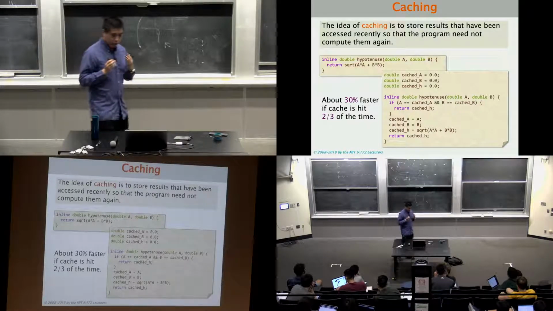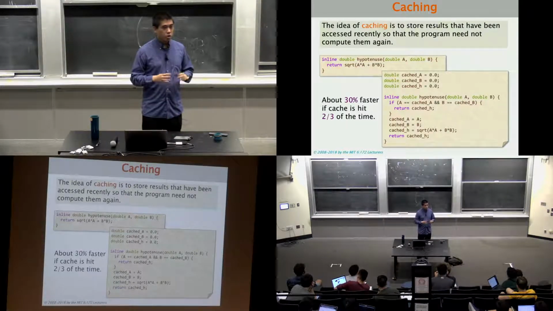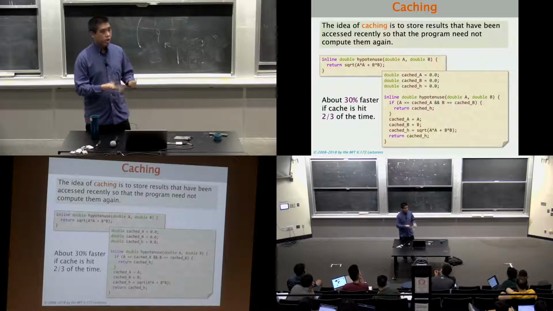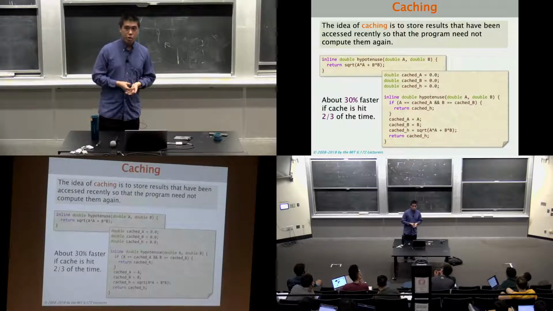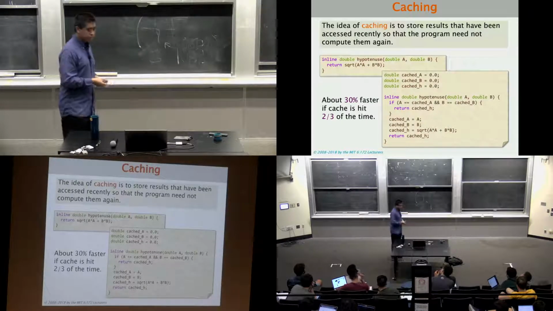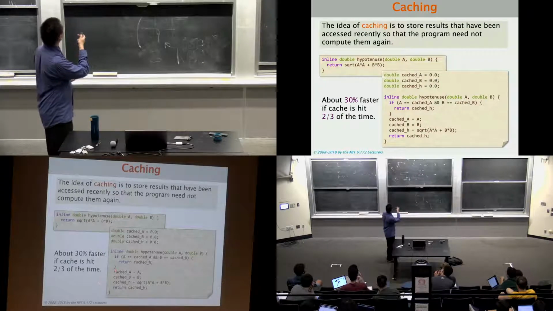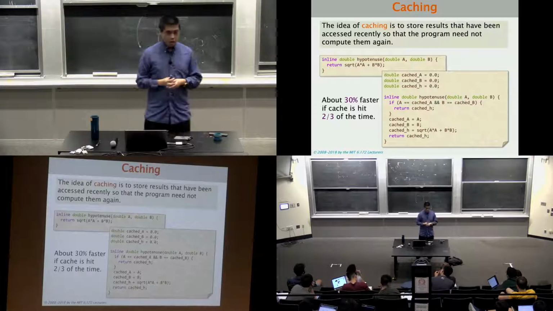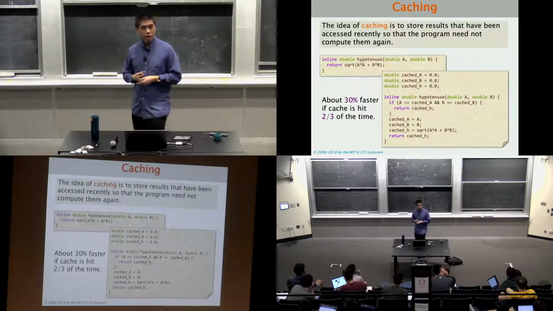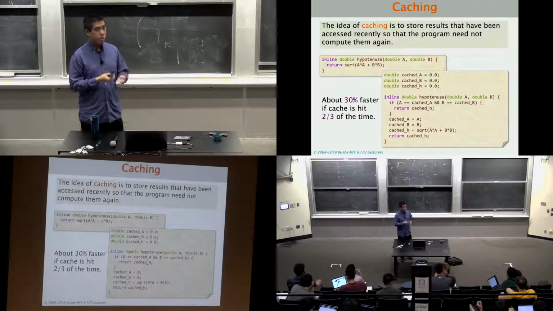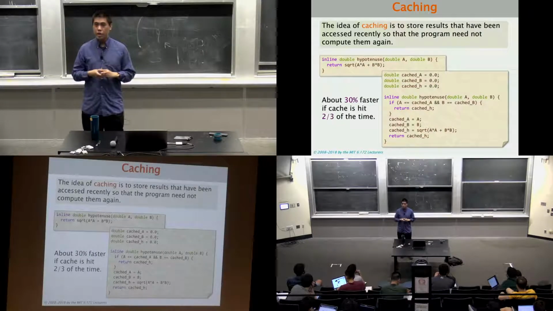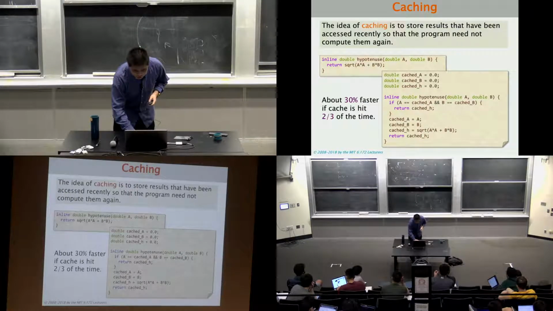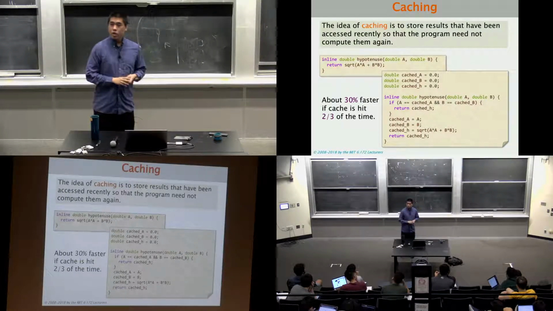And hardware also does caching for you, as we'll talk about later on in the semester. But the point of this optimization is that you can also do caching yourself. You can do it in software. You don't have to let hardware do it for you. And it turns out for this particular program, it actually is about 30% faster if you do hit the cache about two-thirds of the time. So it does actually save you time if you do repeatedly compute the same values over and over again. So that's caching. Any questions?